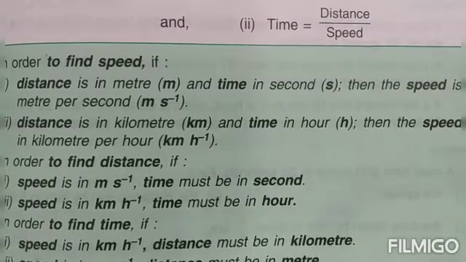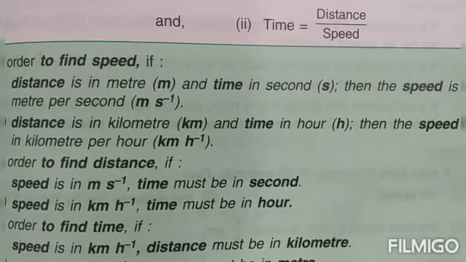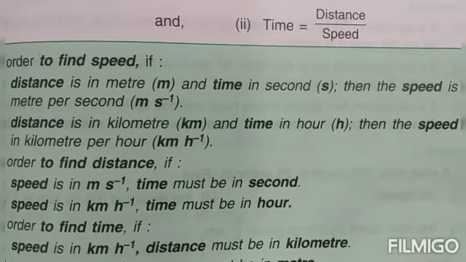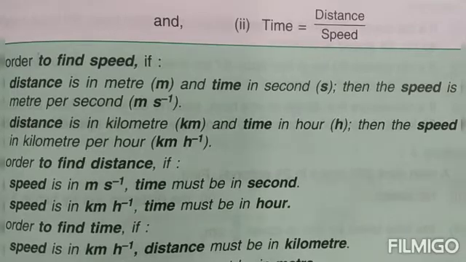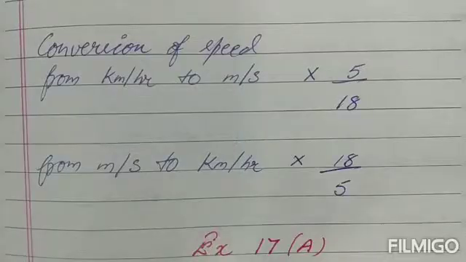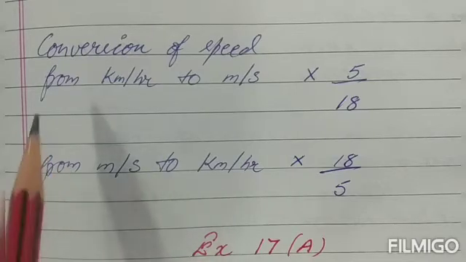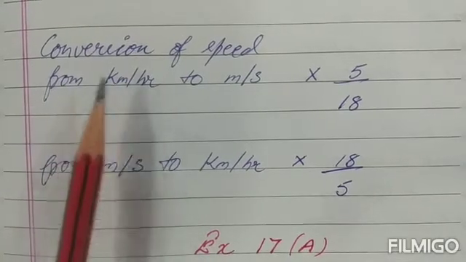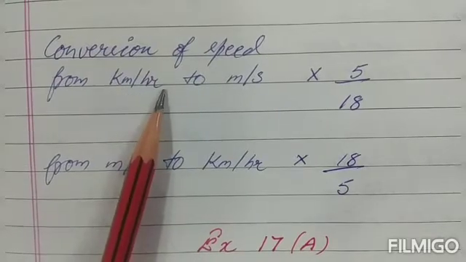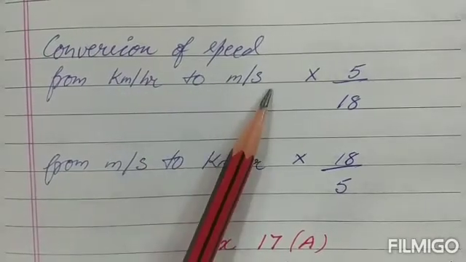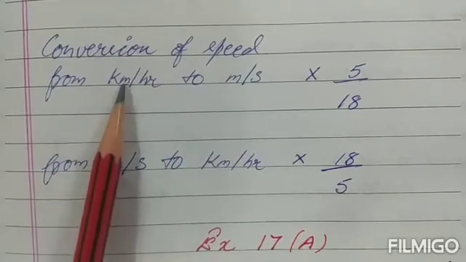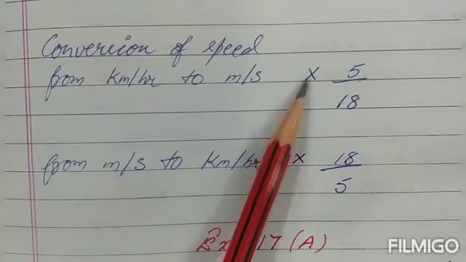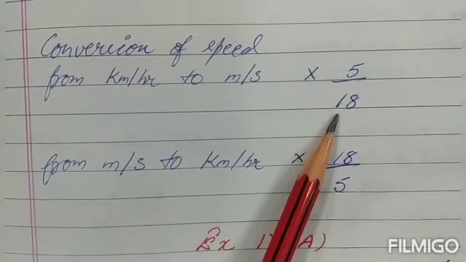So keeping these things in mind, children, let's begin with the exercise. That is the first exercise, 17A. But before we begin with that, children, let me tell you one conversion. Now, children, as you can see over here, if we have to convert a speed which is given in kilometers per hour to meters per second, you just simply multiply the unit that you have calculated for kilometers per hour, multiply that by 5 upon 18.